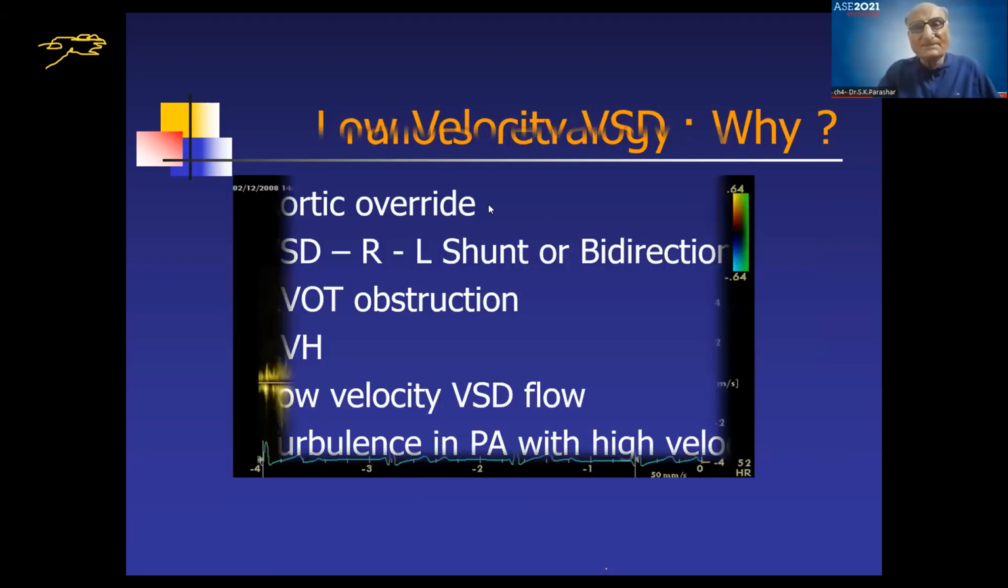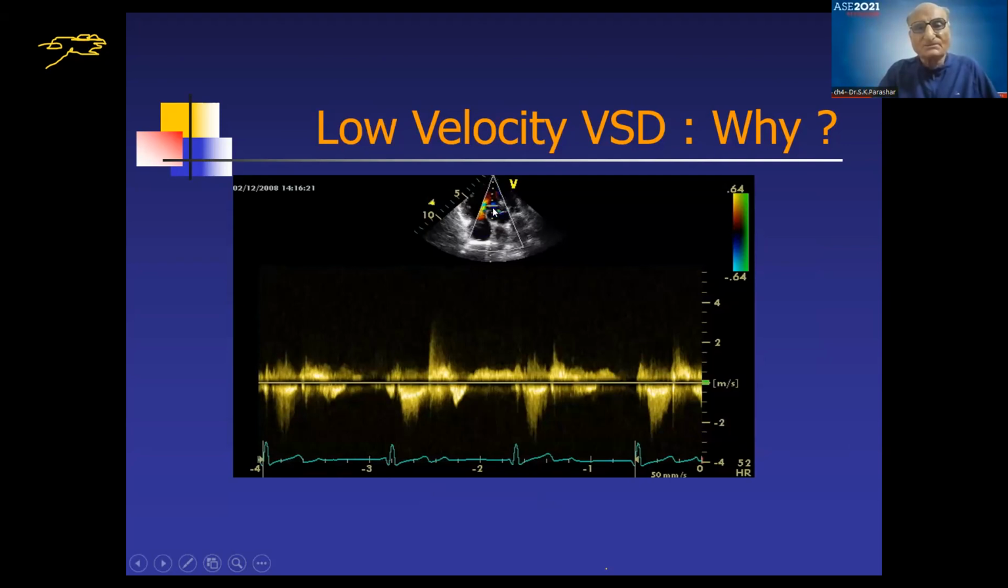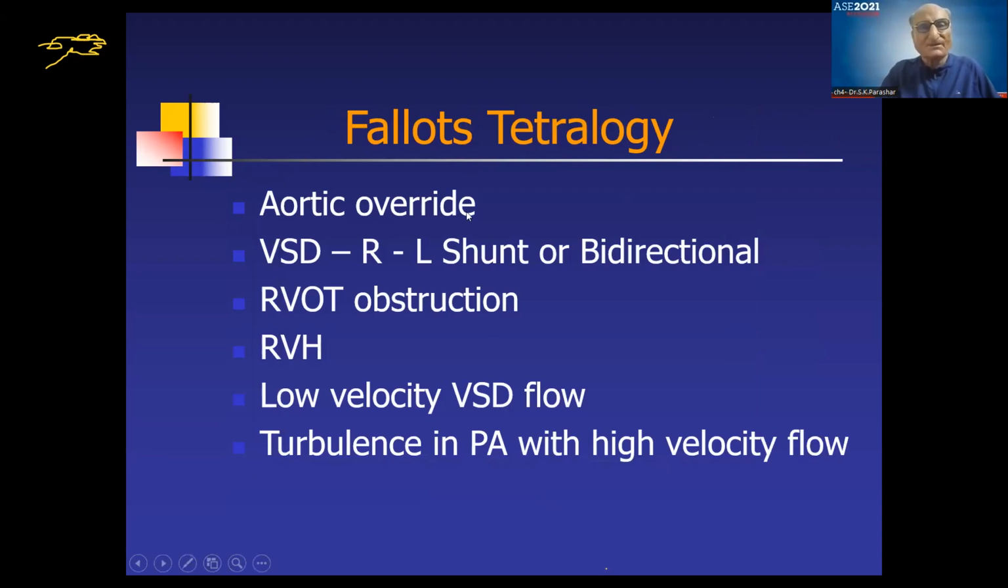So this is the reason for the low velocity flow, and hence we see it by pulse Doppler. Here we have tried to use CW, but sometimes you can see even a pulse Doppler. But normally we take a CW. So in Fallot's tetralogy, as we have shown you, there is an aortic override. Number two, there is a VSD with a right to left or bidirectional shunt, RVOT obstruction, RVH, low velocity VSD flow, and turbulence in the PA with a high velocity flow because of the RVOT obstruction. So whether it is a turbulence in the PA, or at what level. These are the signs of Fallot's tetralogy which have been demonstrated to you.